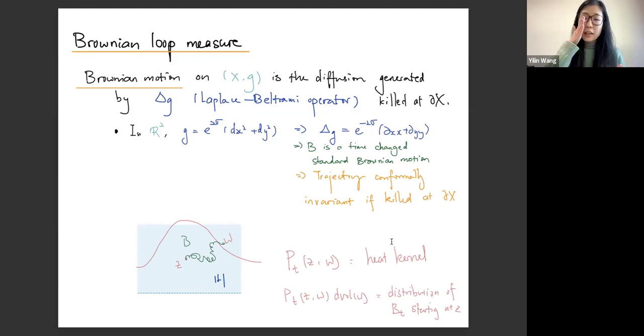Now the Brownian motion, why do I say this is generated by the Laplace operator? If you look at the heat kernel of the Laplacian, so exponential t Laplacian, the heat kernel gives you the distribution of the Brownian motion. So p_t(z,w): you view t as a given time interval, z as the starting point, w as the possible endpoint, and this heat kernel multiplied by the volume form is the distribution of the Brownian motion at time t if it started at z. For the Euclidean metric, p_t(z,w) is just given by the Gaussian distribution.